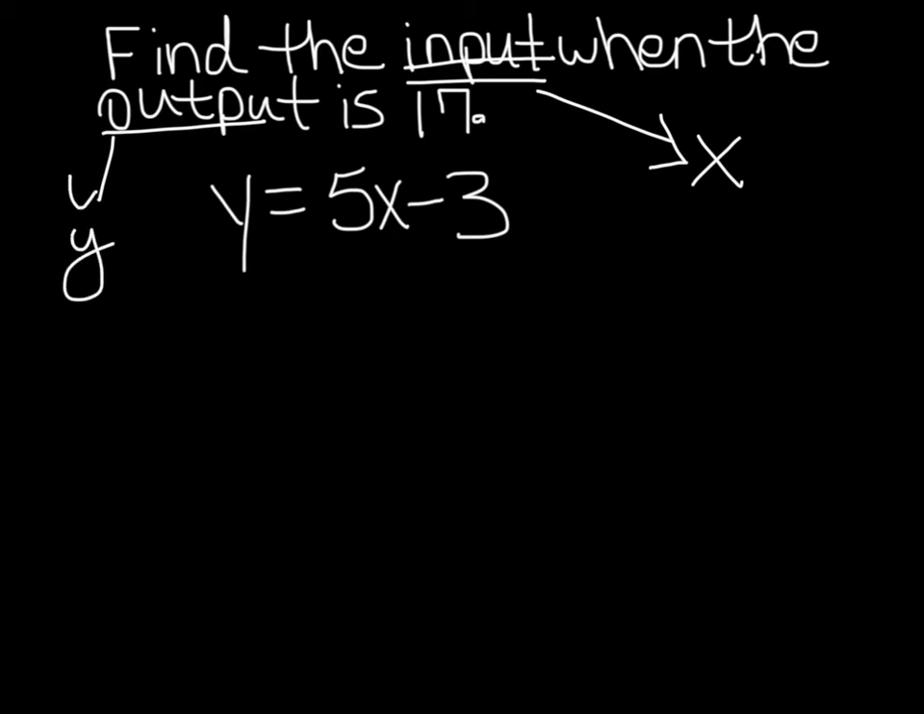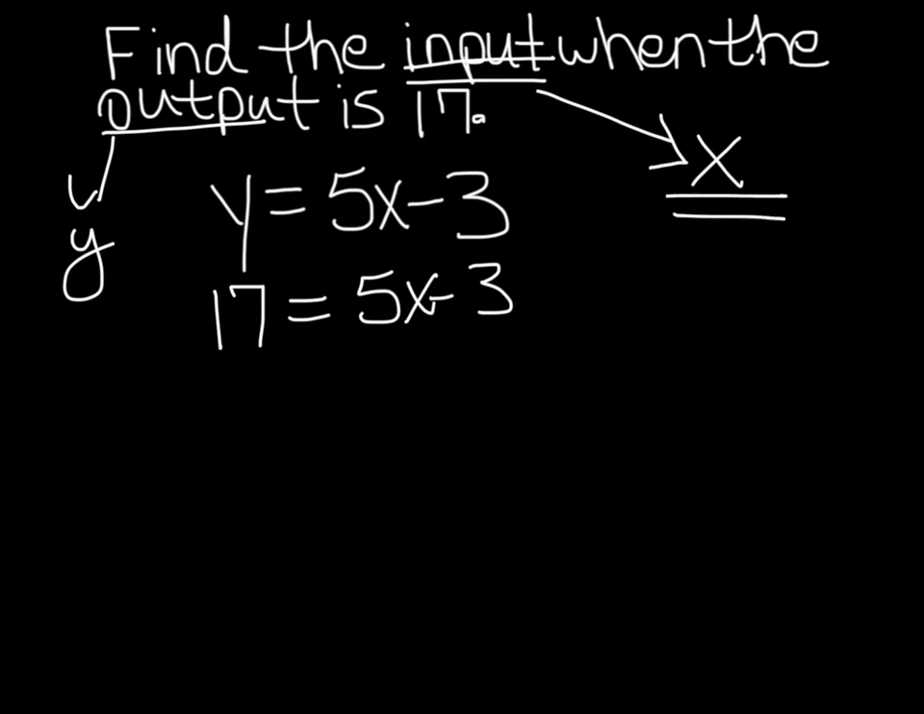Let's substitute in the things that we know. It says the output is 17. If the output is 17, that means we need to substitute that in for the y value because the output is y. So let's do that. We're going to put 17 in for y equals 5x minus 3. It says to find the input. Find out what the input is. The input, remember, is x, so we're looking for x.